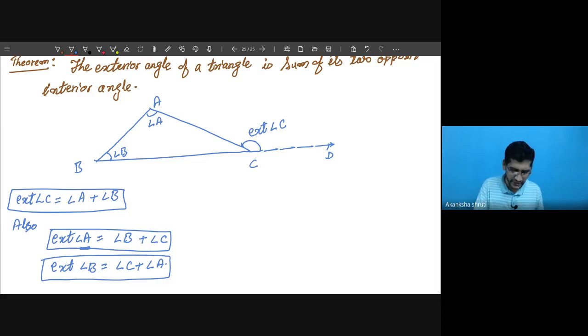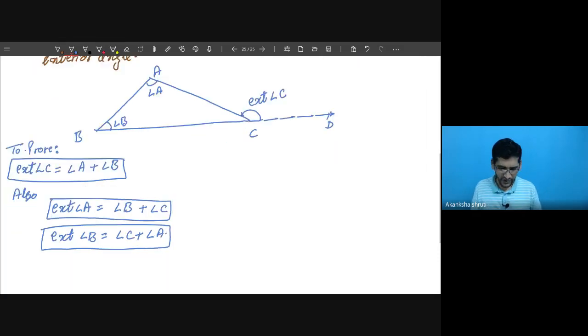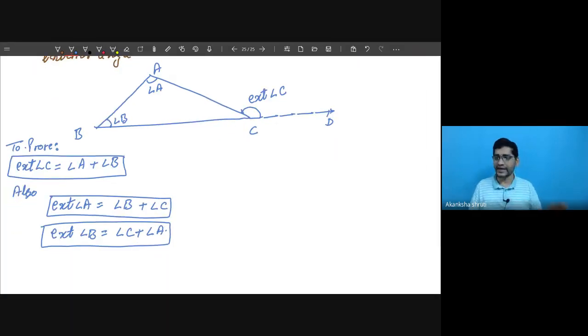So all these three pairs are always holding good. So you are free to apply these three pairs wherever required. So these are the things to be proved. Whatever I have written, it is to prove. For that, we need not do any kind of construction here. We can directly prove it.